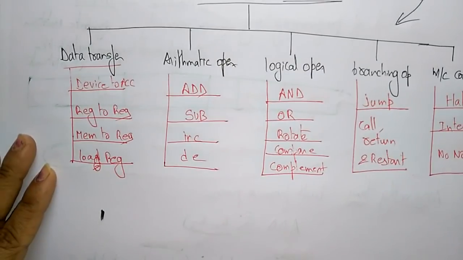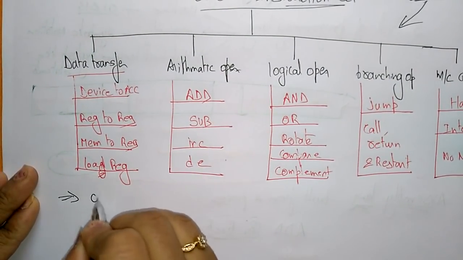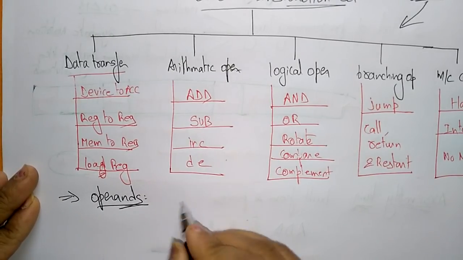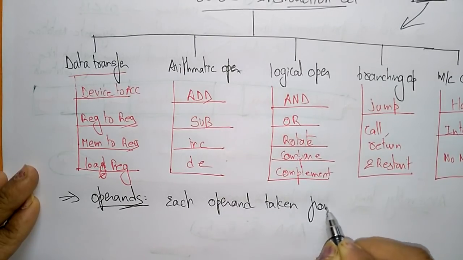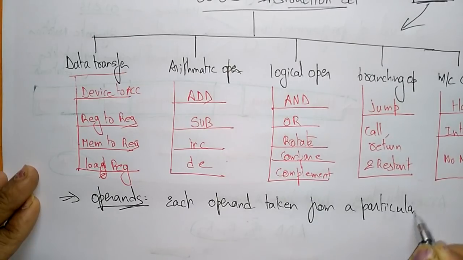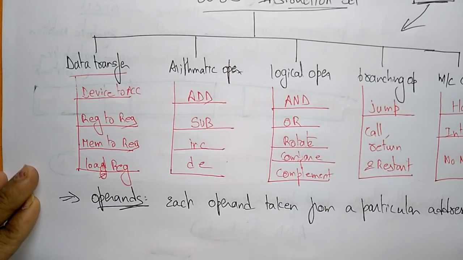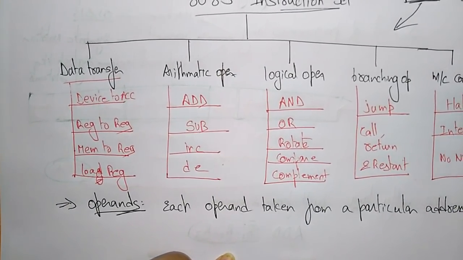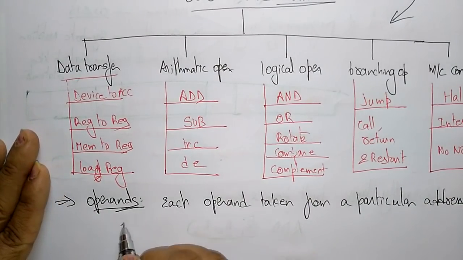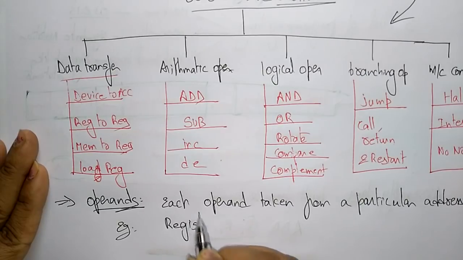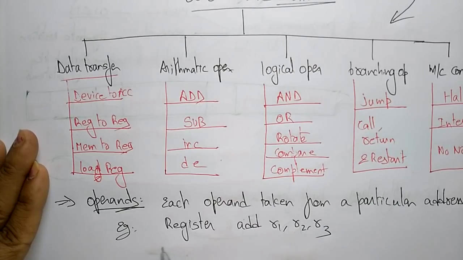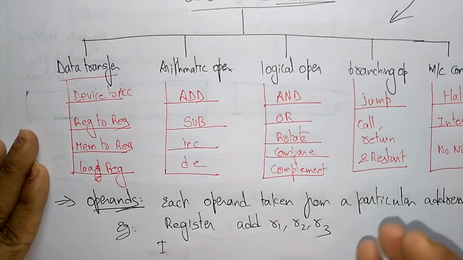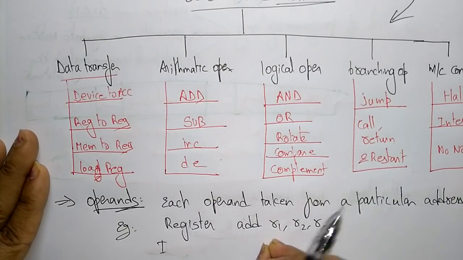Now let us see the operands. Each operand is taken from a particular addressing mode. So whatever operand is present is taken from a particular addressing mode. An example is register. Add is the opcode and the operands are R1, R2, R3. In the same way, this is a register transfer. We are just transferring the data from one register to another register and performing the addition operation, R2 plus R3, and the result will be stored in R1.